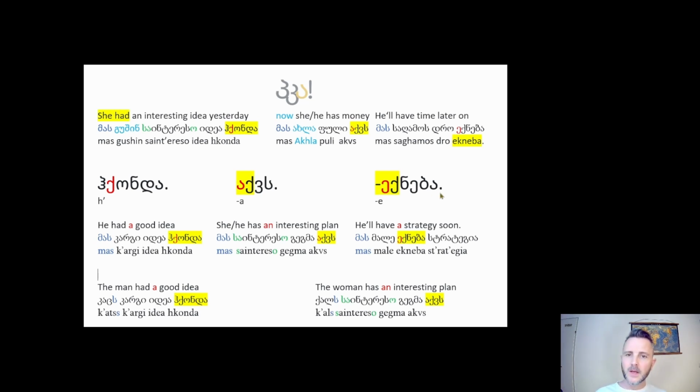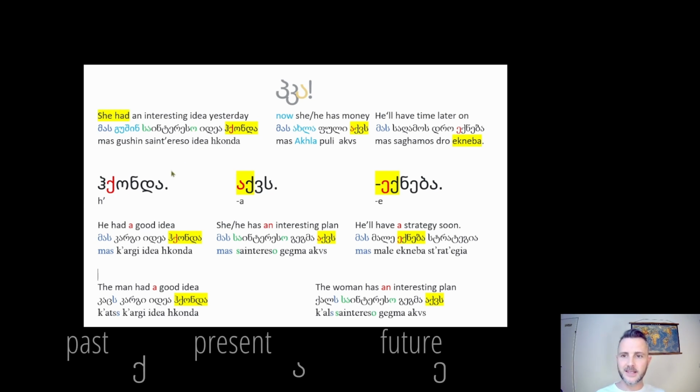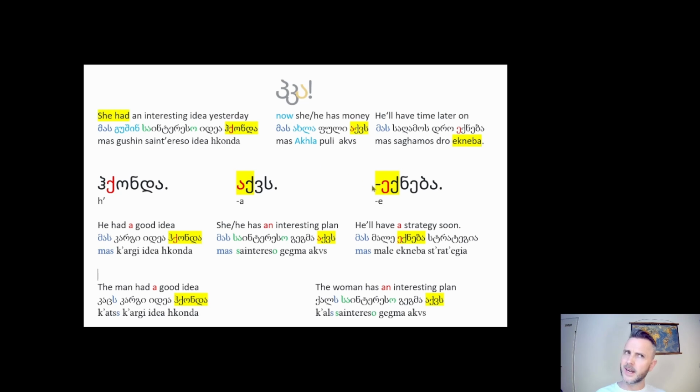If it were at all memorable, then I would suggest learning it as k, a, e: konda, ax, ekneba. But really, that's a strategy that I invented. I think it's quite challenging, but I've marked it out because it's something which I depended on when I started learning these verbs. Let's look at a nice example.